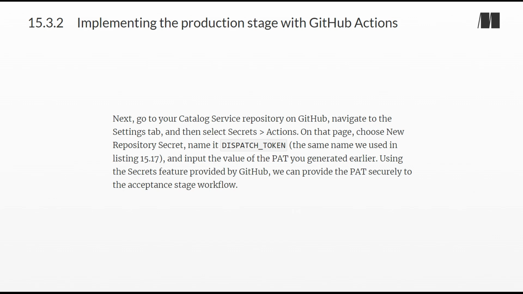Next, go to your Catalog Service repository on GitHub, navigate to the Settings tab, and then select Secrets, Actions. On that page, choose New Repository Secret, name it dispatch_token, the same name we used in listing 15.17, and input the value of the PAT you generated earlier. Using the Secrets feature provided by GitHub, we can provide the PAT securely to the acceptance stage workflow.